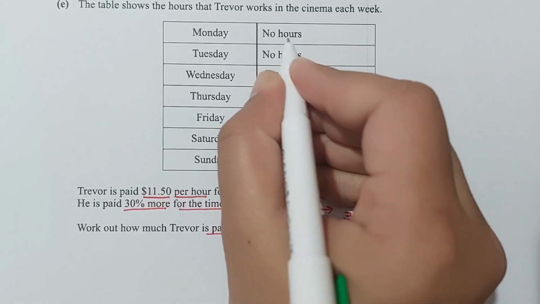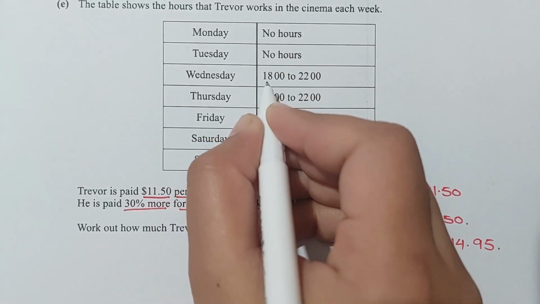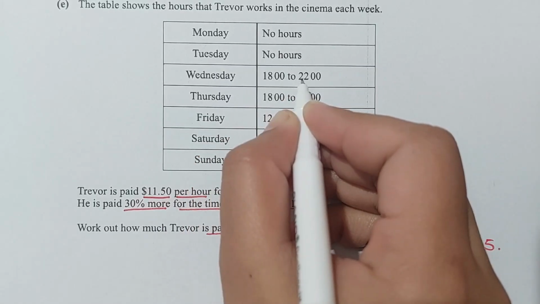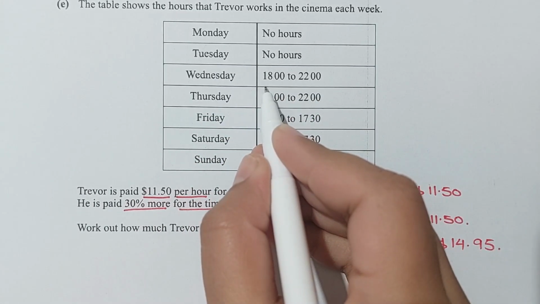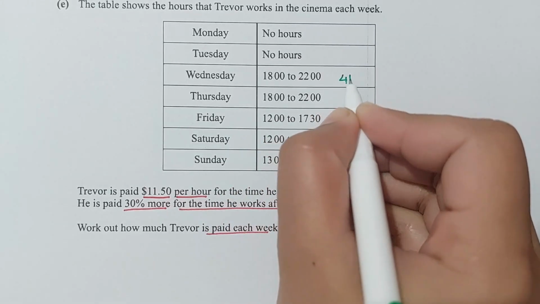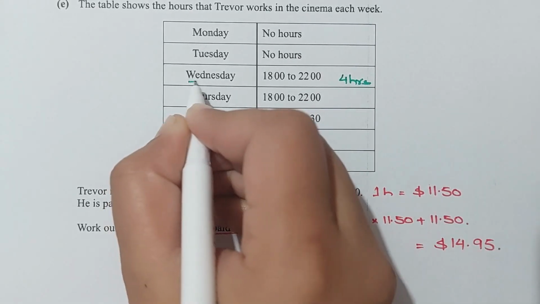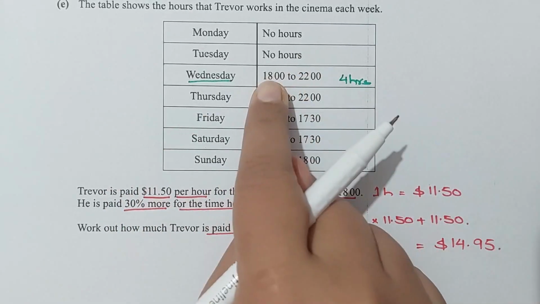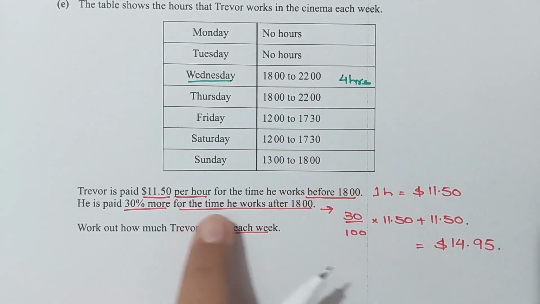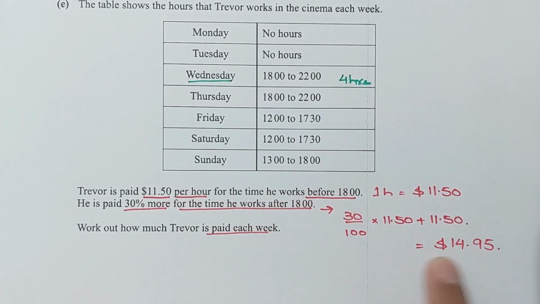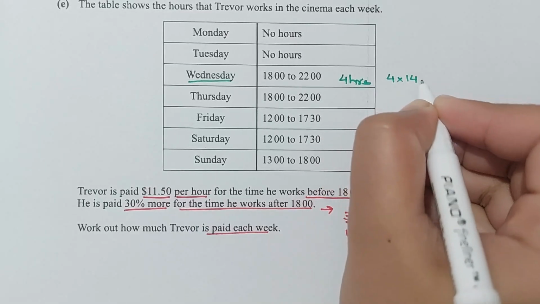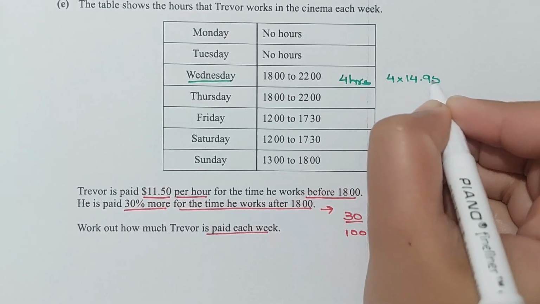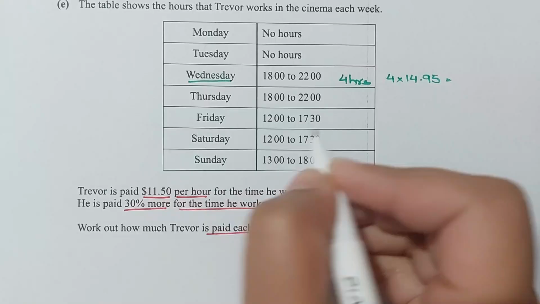So 0. No hours on Tuesday. Now Wednesday is 18 till 22. Okay, 18, 19, 20, 21, 22. So he works 4 hours on Wednesday, right? And the 18 till 22 is after 18. So this would be the salary of each hour. So we can say 4 times 14.95. This would be the salary for Wednesday.